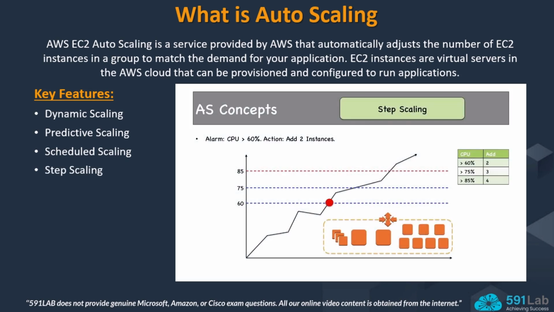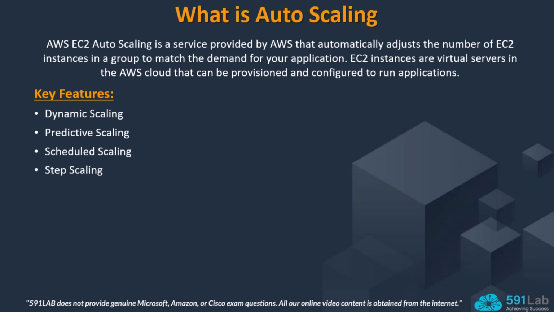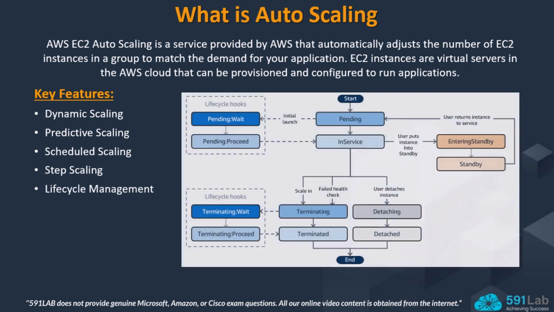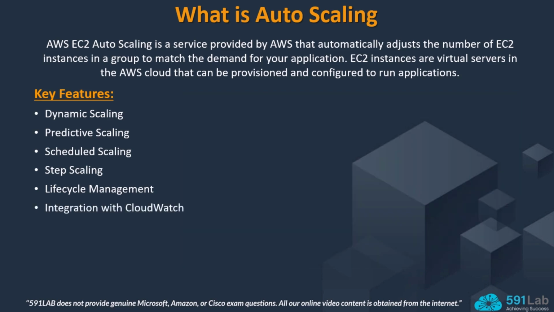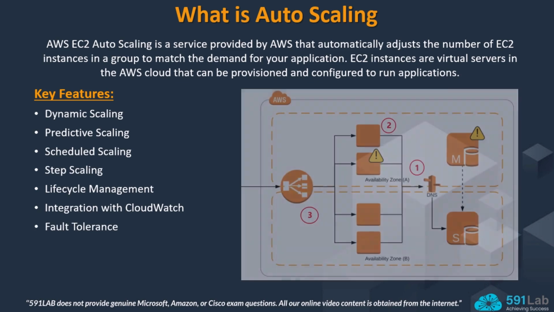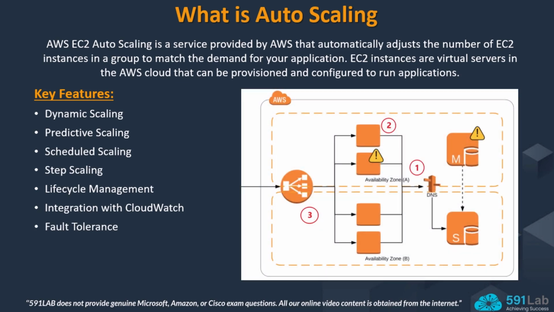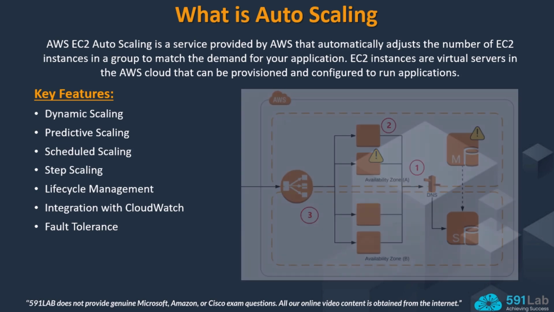Step scaling allows users to define scaling adjustments based on specific thresholds for a metric, enabling more granular control over scaling behavior. Lifecycle management handles instance provisioning, termination, and replacement, ensuring that your application always has the required capacity. Integration with CloudWatch for monitoring and collecting metrics enables users to set alarms and trigger scaling actions based on CloudWatch alarms. Fault tolerance automatically replaces unhealthy instances and maintains the desired capacity, ensuring high availability and fault tolerance for applications.